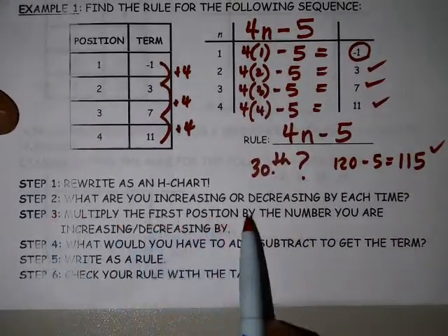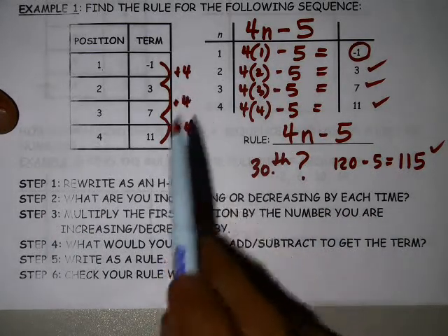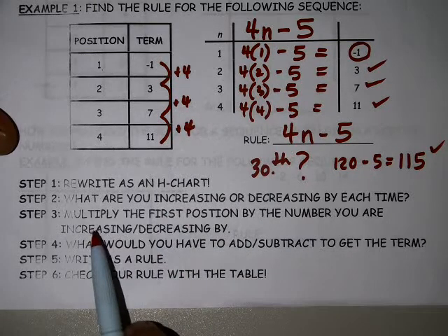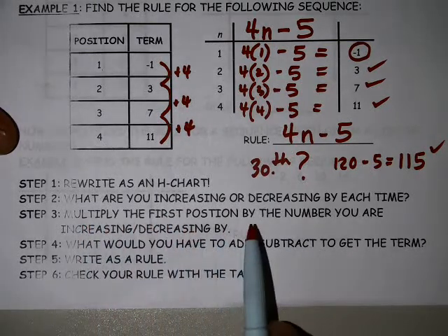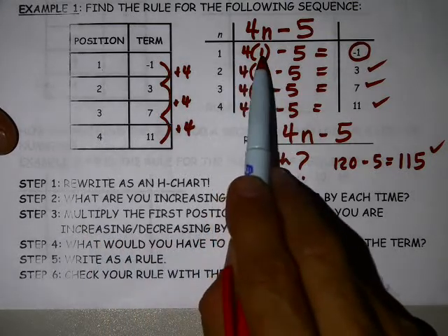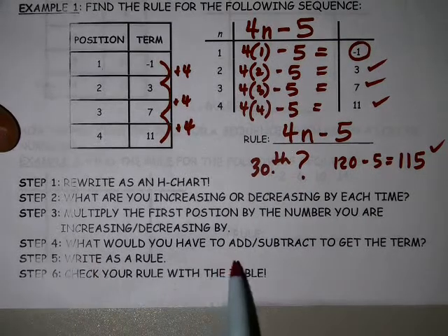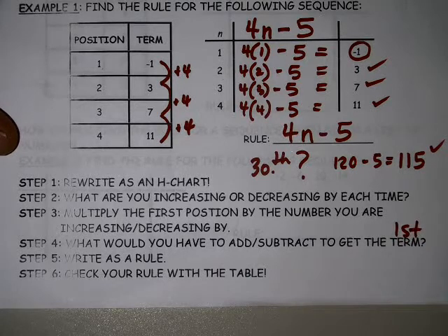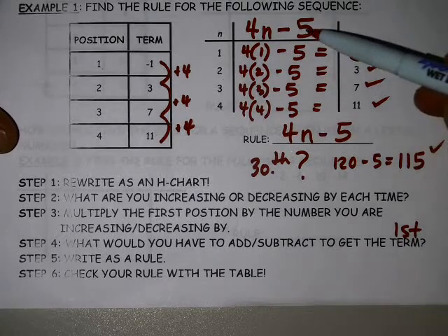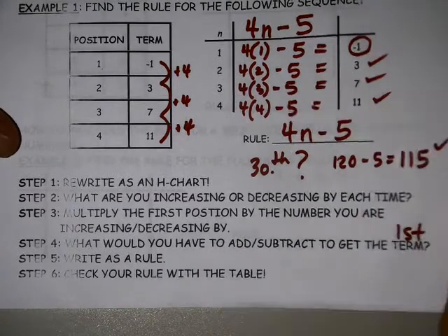Step 2, what are you increasing or decreasing by each time? Again, we found out that it was going up 4 every time. Step 3, multiply the first position by the number you are increasing or decreasing by. 4 times 1, 4. Then ask yourself, step 4, what would you have to add or subtract to get to the first term? Again, we took away 5 to get to that first one. Write it as a rule, check your rule with the table, and that's how you do those, okay?